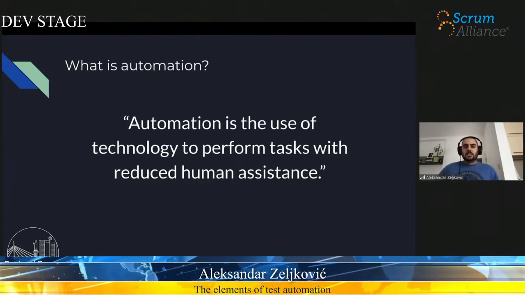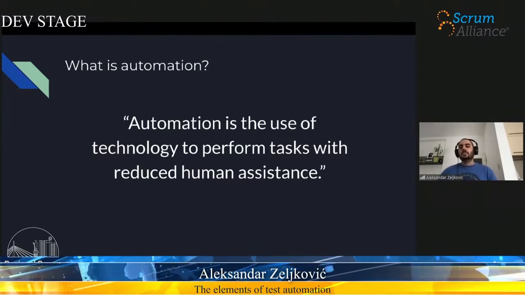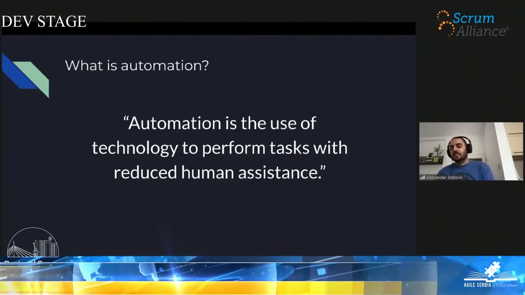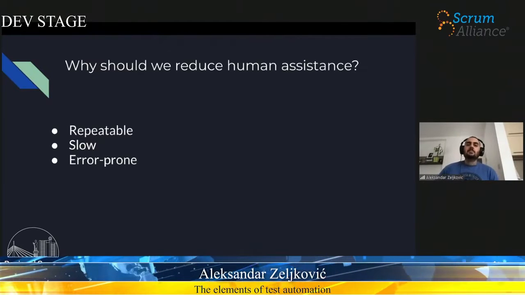Next, what is automation? This is a general automation definition from the internet. Automation is the use of technology to perform tasks with reduced human assistance. So obviously, when we want to automate something, we want to somehow reduce human assistance in a certain task. Next question is, why should we reduce human assistance in any activity? Again, I'm still not talking about strictly test automation.